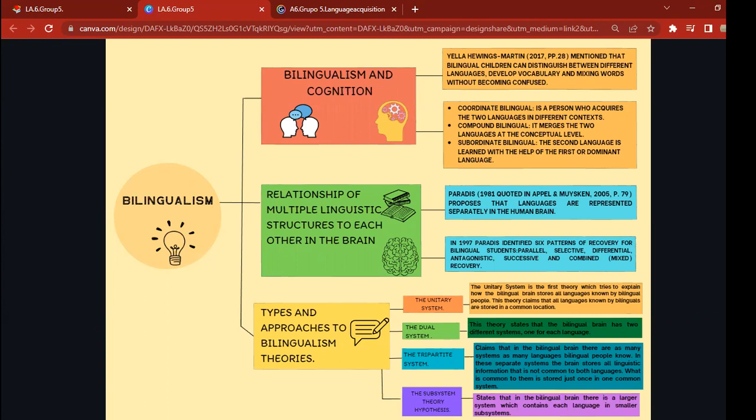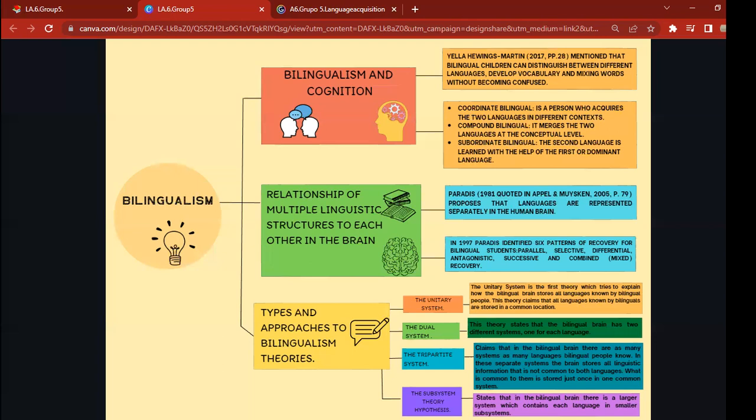Relationship of multiple linguistic structures to each other in the brain. Paradis proposed that languages are represented separately in the human brain. In 1997, Paradis identified six patterns of recovery for bilingual patients: parallel, selective, differential, antagonistic, successive, and combined mixed recovery.